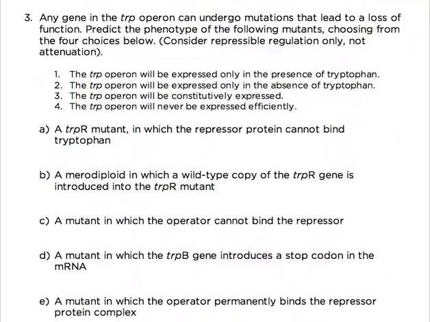Problem 3. Any gene in the trp operon can undergo mutations that lead to a loss of function. Predict the phenotype of the following mutants, choosing from the 4 choices below. Consider repressible regulation only, not attenuation. So before we go ahead and answer these questions, I want to go over the tryptophan repression. So you have a repressor molecule, the gene for which we'll call trpR, and this is always expressed, and this leads to the repressor protein.